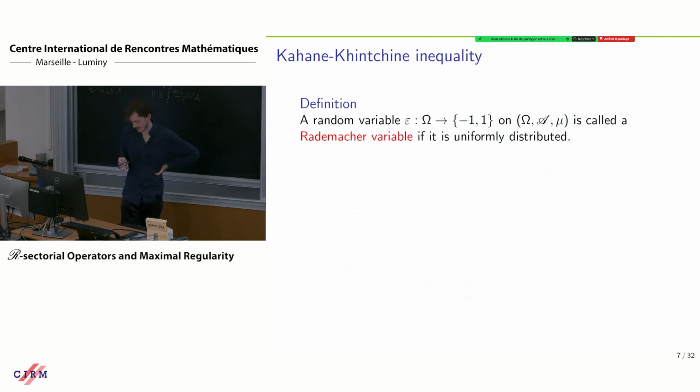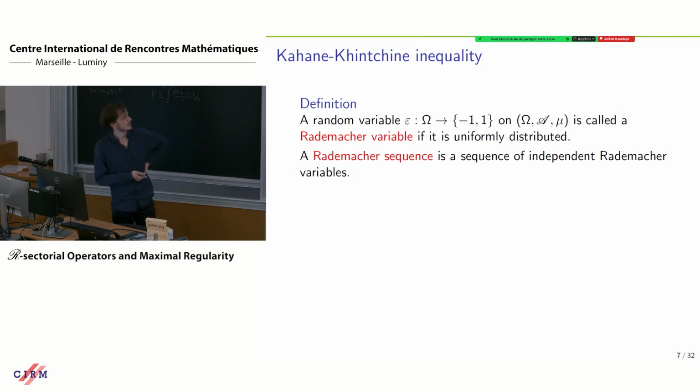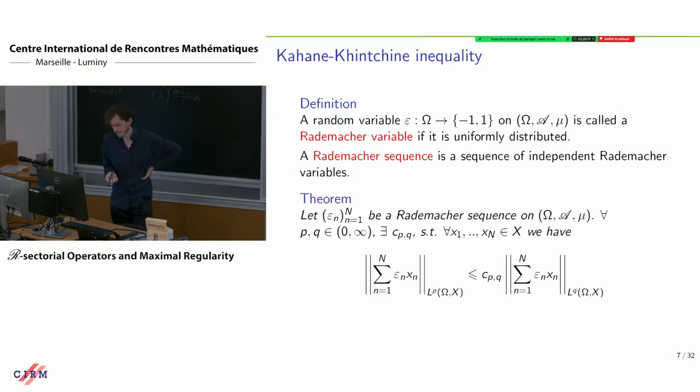And now I'll tell you what a Rademacher variable is. It's a random variable from the measure space to {-1, 1} that's uniformly distributed. And the Rademacher sequence is a sequence of independent Rademacher variables.